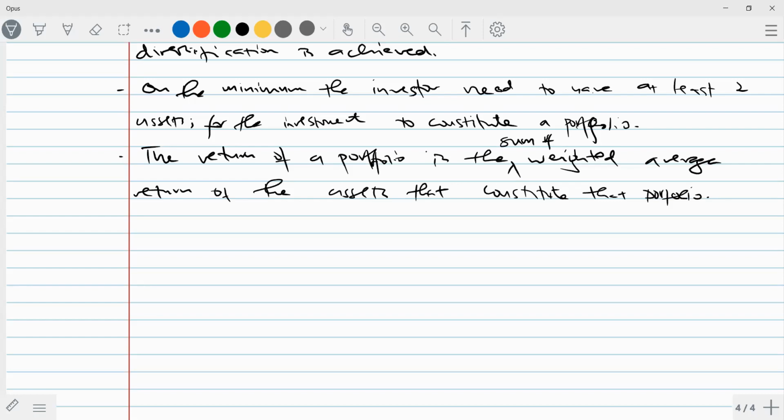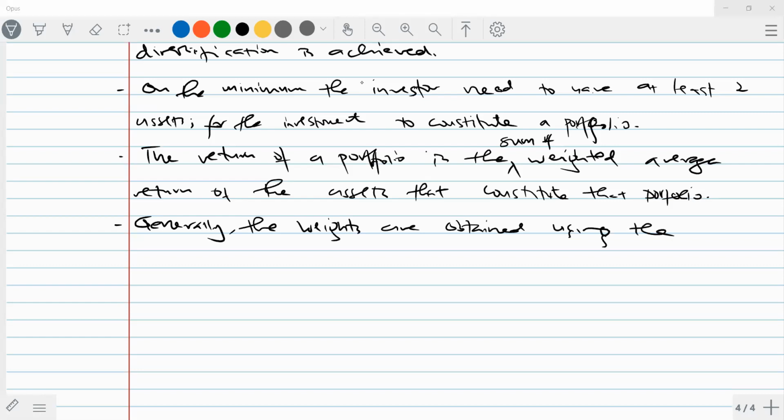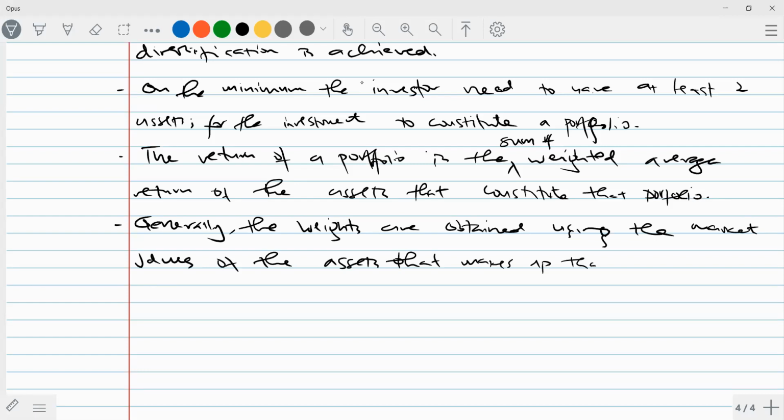And just to make a note here, the weights, generally, not always the case, are obtained using the market values of the assets that make up the portfolio. So the weight is essentially the market value of those assets that make up that portfolio.